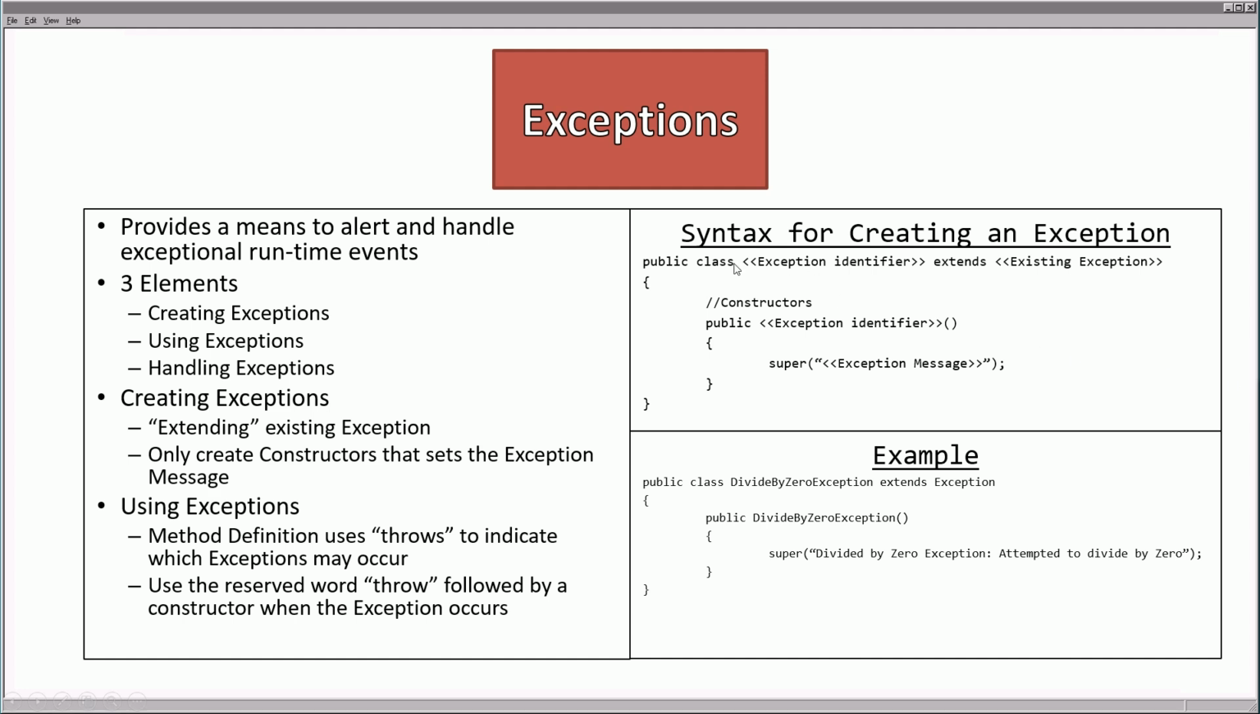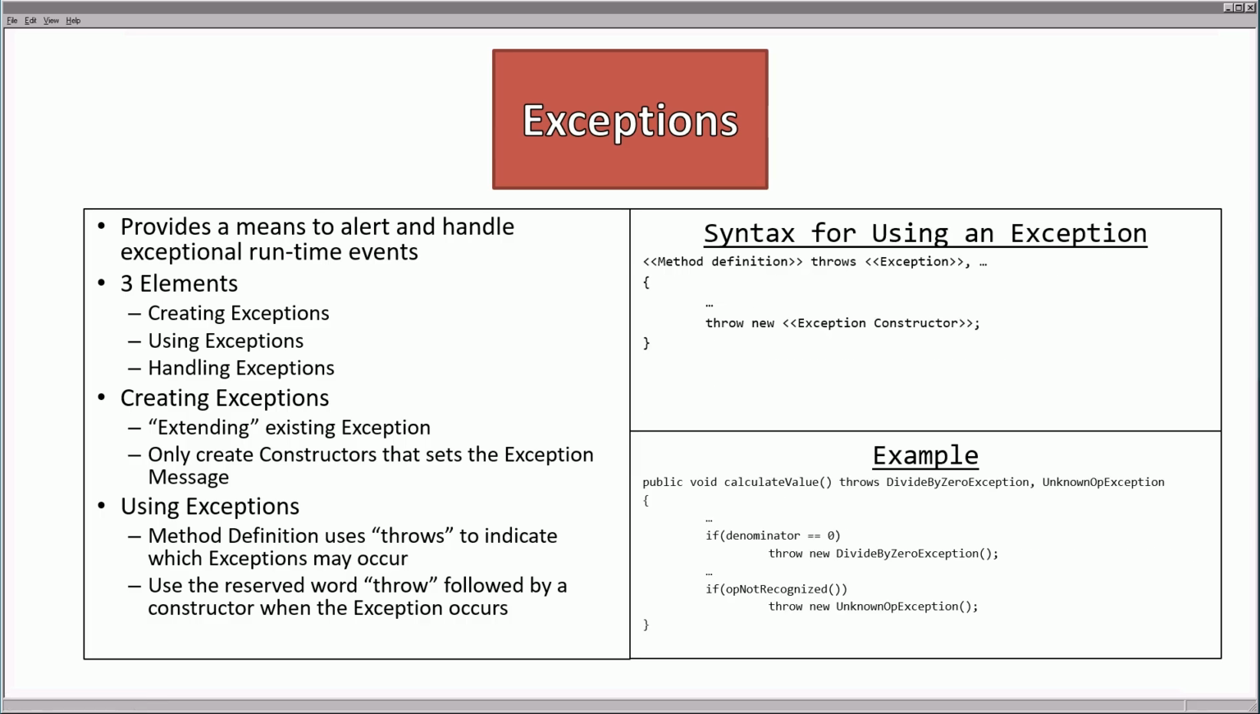As we can see over to the side, the syntax for creating an exception is to define a class and have it extend some sort of existing exception, and then write the constructors, utilizing super in order to set the exception message. An example of this would be, maybe we're writing some sort of program to calculate values. We know we can't divide by 0, and that is an exceptional runtime case. So in order to handle this, maybe we create a more specific version of this kind of exception, which is called the divide by 0 exception. From there, we just simply write its constructor and then utilize super to write the error message, divide by 0 exception: attempted to divide by 0.